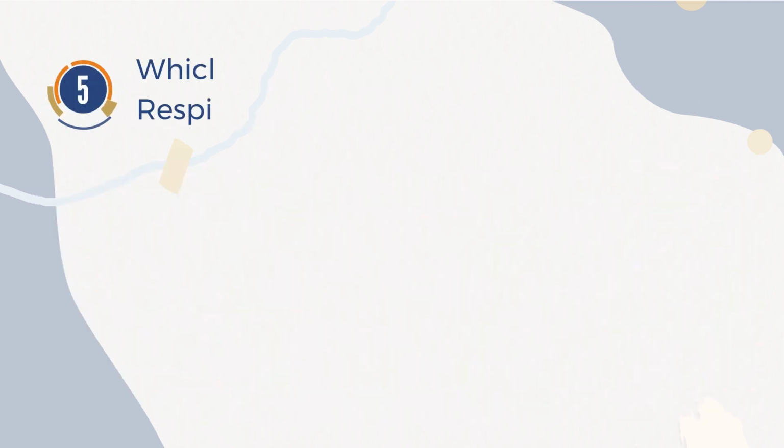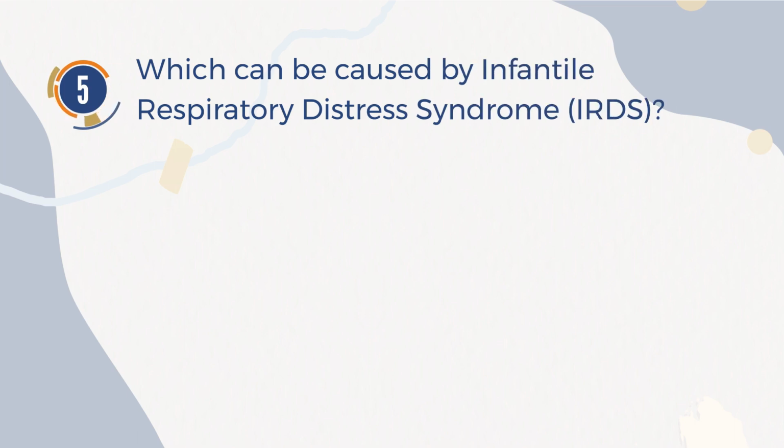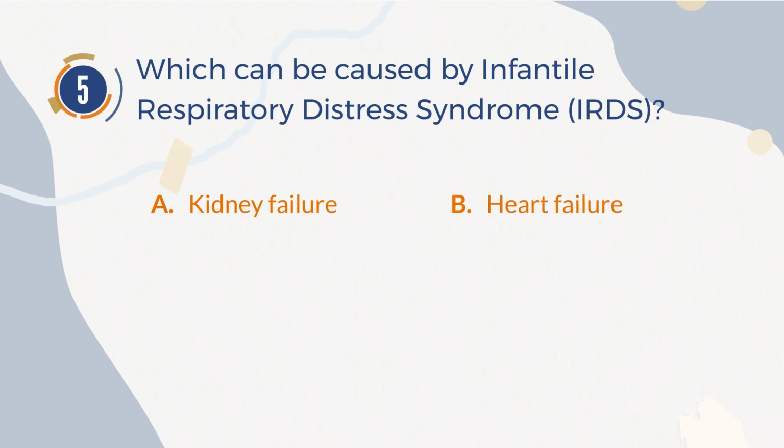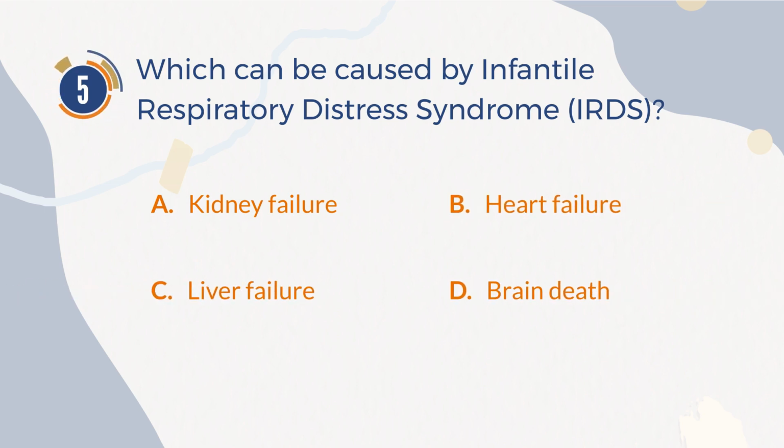Number 5. Which can be caused by infantile respiratory distress syndrome, IRDS? A. Kidney failure. B. Heart failure. C. Liver failure. D. Brain death. The correct answer is A.